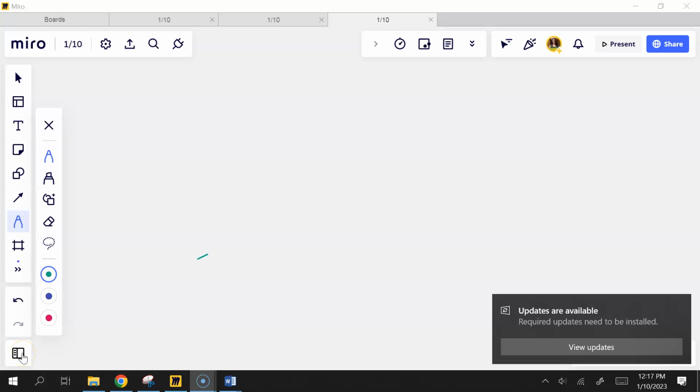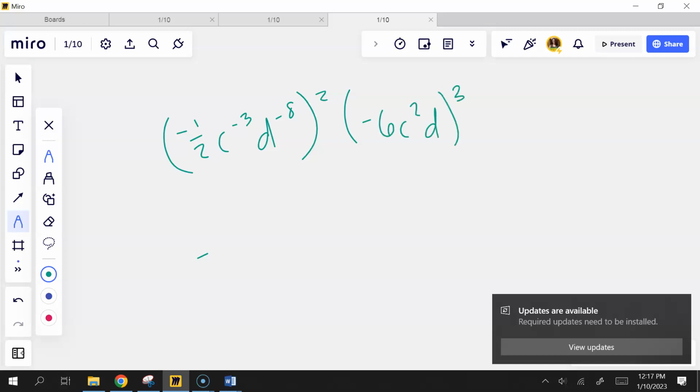Let's see, -1/2, C -3, D -8 to the second, and then I've got -6 C2 D3. So, ask me what you asked me about the negatives before I work it.